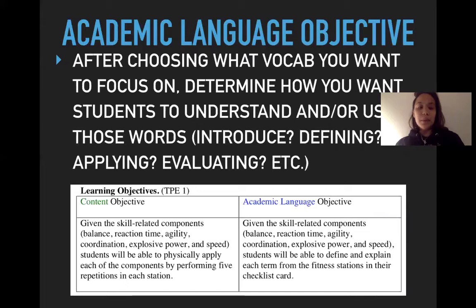So here's one example from Pablo from a PE class. Notice his content objective is all about these things: balance, reaction time, agility, and so on. Given those skill related components, students will be able to physically apply each of the components by performing 5 repetitions in each station. So that's the content objective, right? But if you look at the academic language objective, it's taking these words and having students use them. Given those terms, students will be able to define and explain each term from the fitness stations in their checklist card. So again, notice the content and academic language objectives are not separate. It should be really clear how they relate to each other.